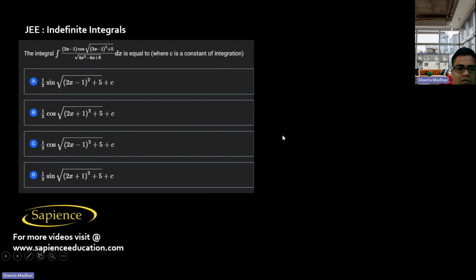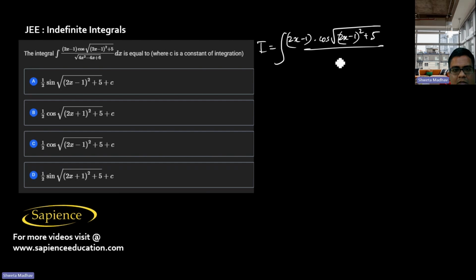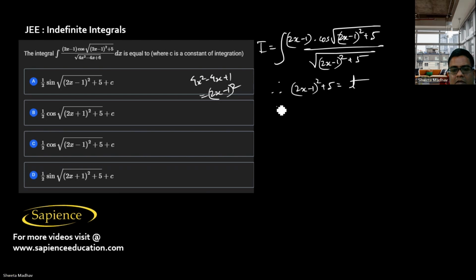Then here it is told to find the integral I equal to integral (2x minus 1) cos of root over (2x minus 1) whole square plus 5, divided by root over (2x minus 1) whole square plus 5. Since 4x square minus 4x plus 1 is also (2x minus 1) whole square, we can take (2x minus 1) whole square plus 5 as t.